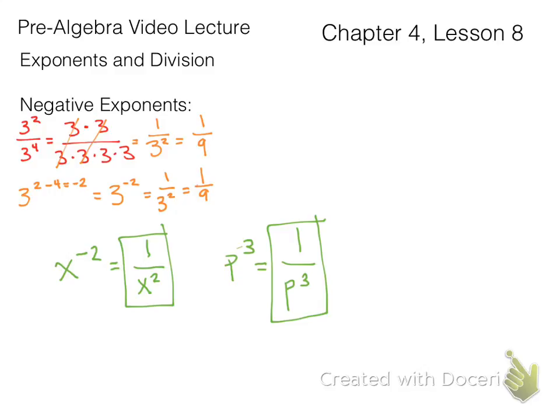So another example would be p to the negative third. The negative 3 is going to sink the p to the bottom. Since there's no positive exponent on top, we just put a 1 as the numerator, and we're left with 1 over p to the positive third. All right, there we go.